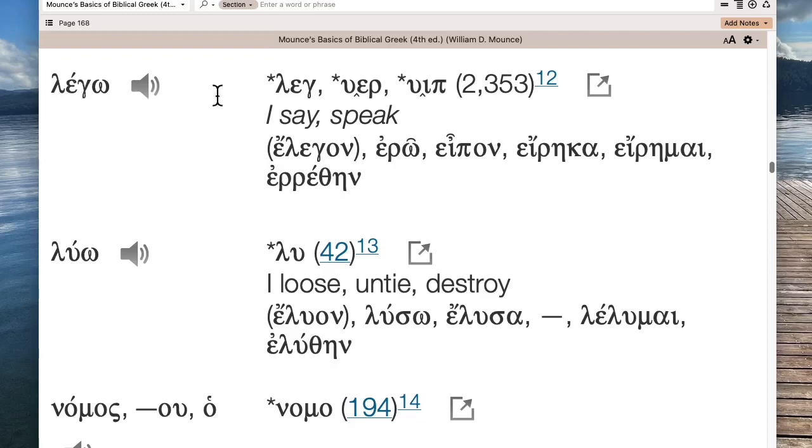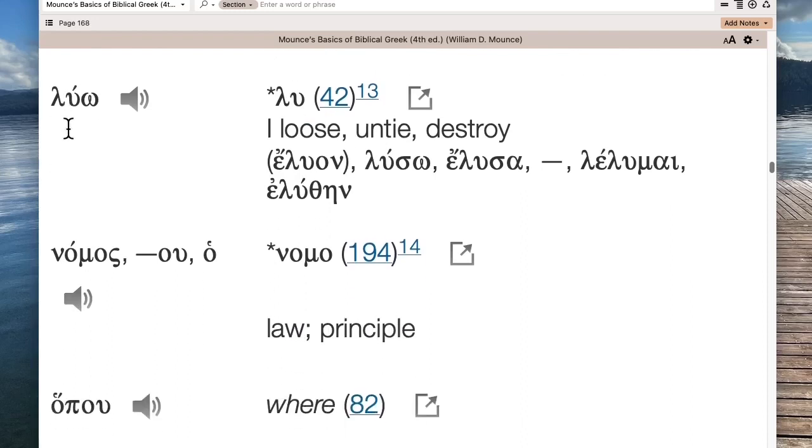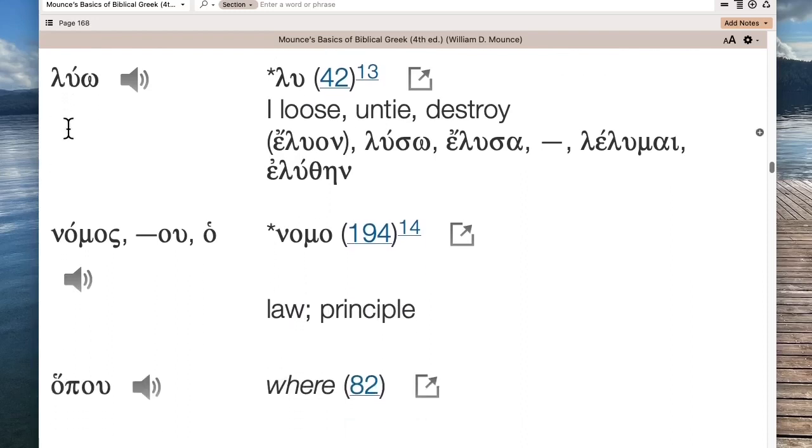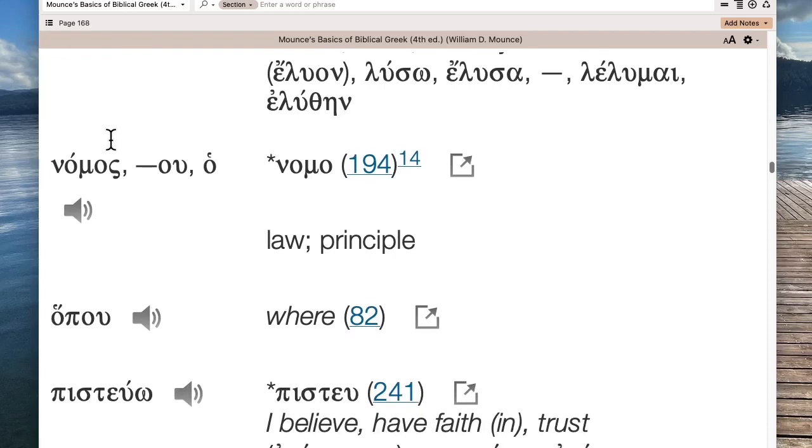Now we're going to see as we progress in Greek that the verb lego, the whole paradigm, is actually fleshed out with three different roots. But in the present tense stem, leg is the root. So lego, I am speaking, I am saying. Next is luo. Luo, I loose, I untie, or even in some contexts, I destroy. So there's several verbs.